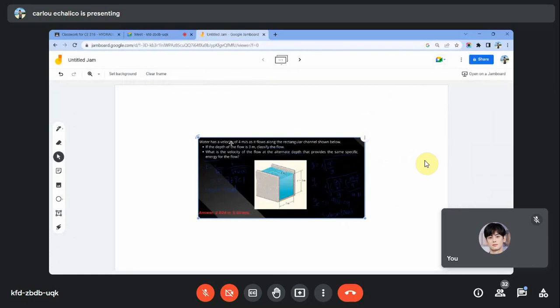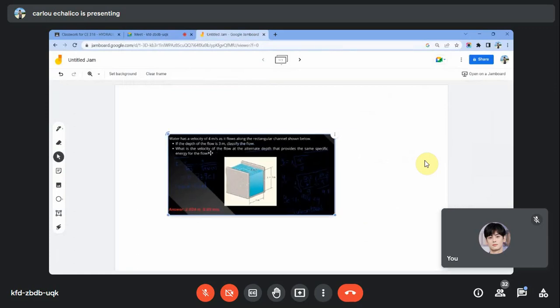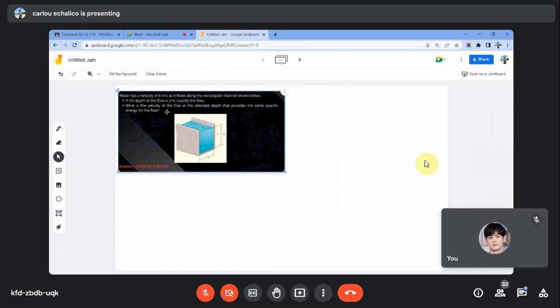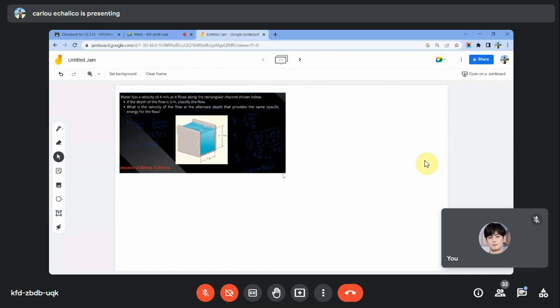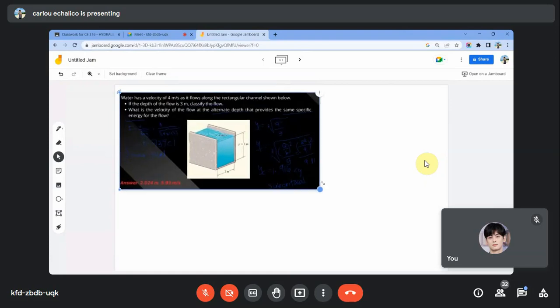Makita ba ninyo ang Jamboard? Yes, sir. Makita na, sir. Okay? So, determine na nato ang flow kung critical siya, subcritical or supercritical.